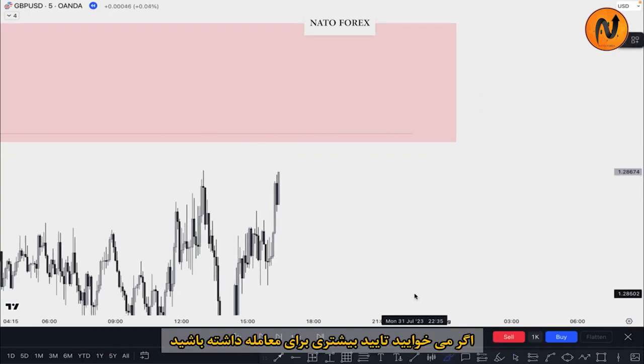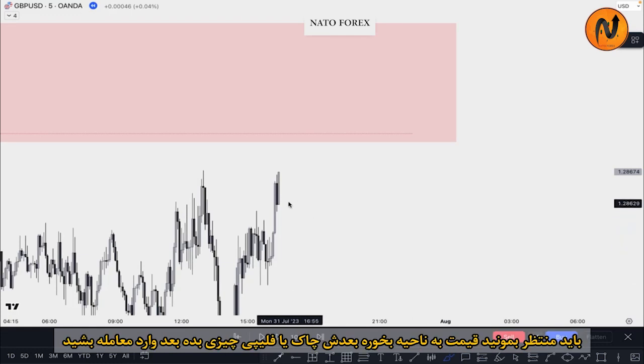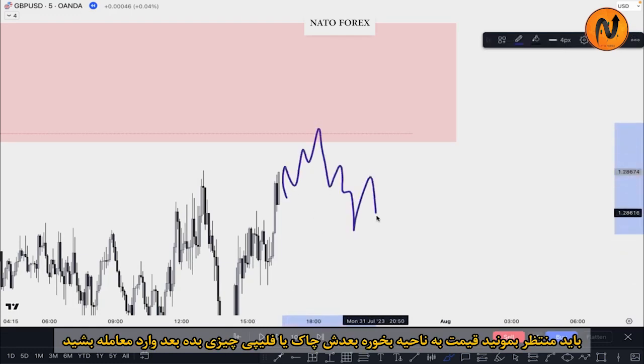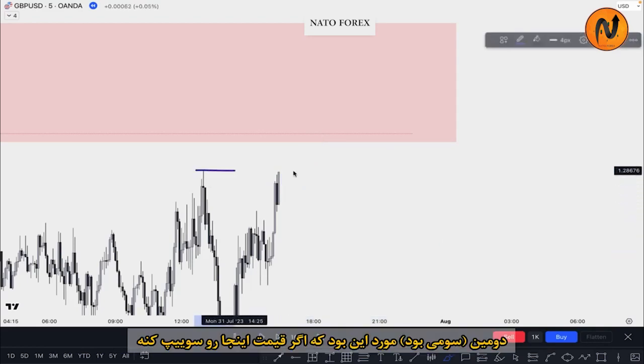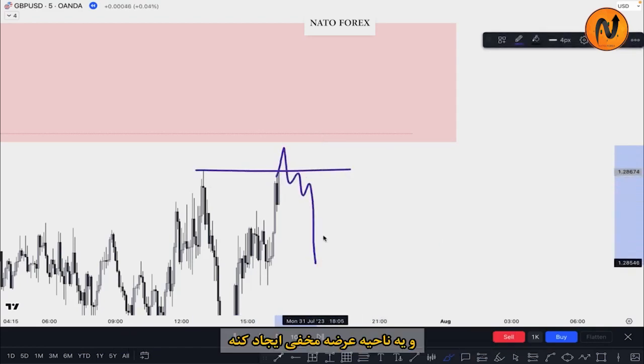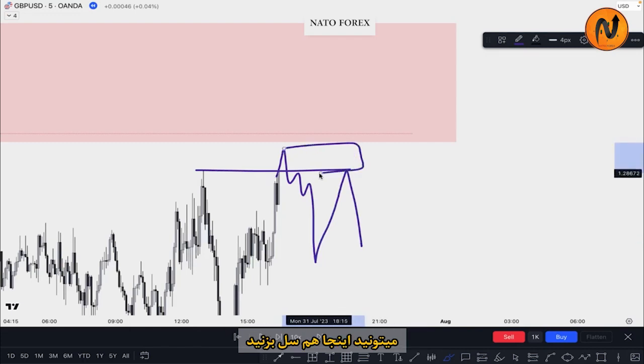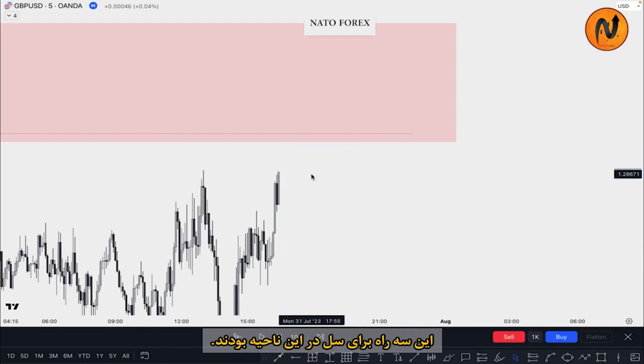If you want to take additional confirmation, you have to wait for it to mitigate this one, or create a choch, flip, or anything, and you can take entry. And second thing is, if this structure also sweeps here and creates any hidden supply zone, you can also sell here. So this is three ways to sell here: choch, flip, and third thing is hidden POI or supply zone, right? So let's see what happened next after this one.